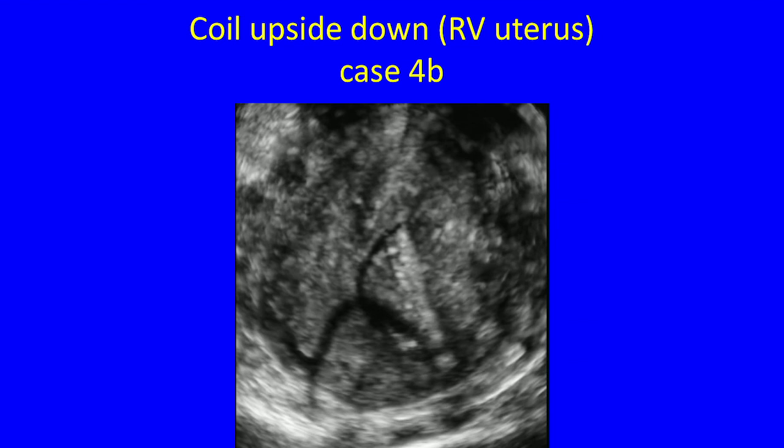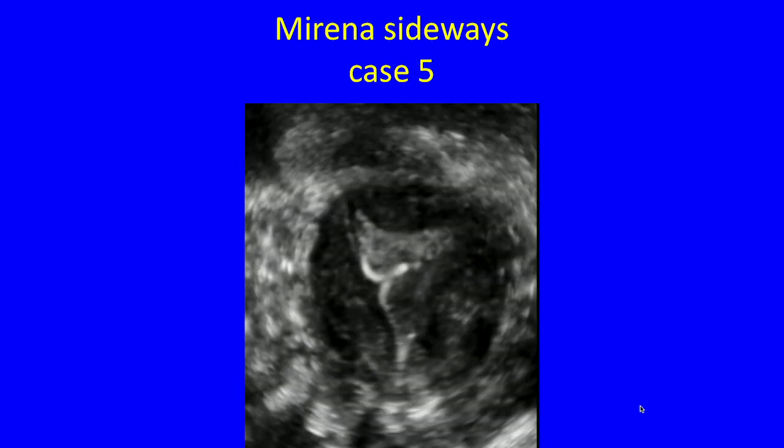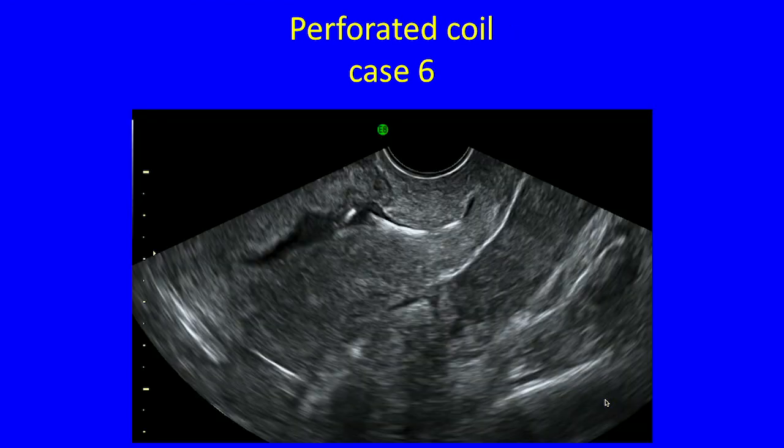So in a rendered 3D view, a retroverted uterus, the fundus will be here. So you can see this coil is upside down. This one's sideways. You can see it's an anteverted uterus. The fundus is here, and this one is in sideways.